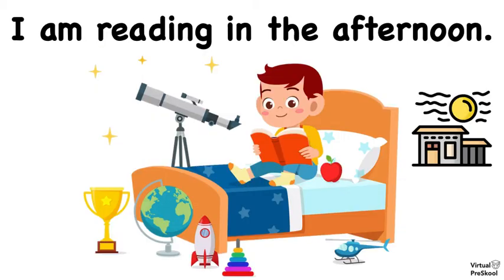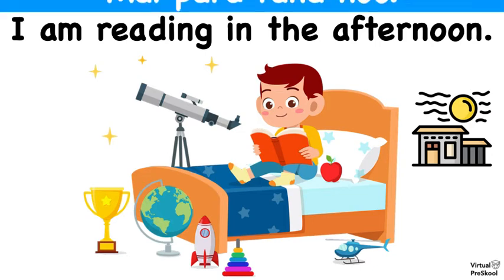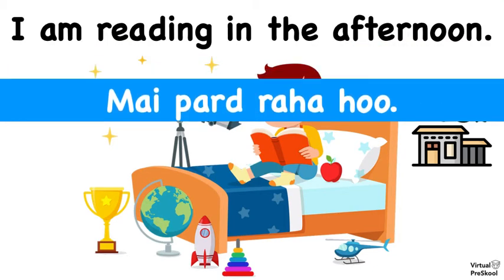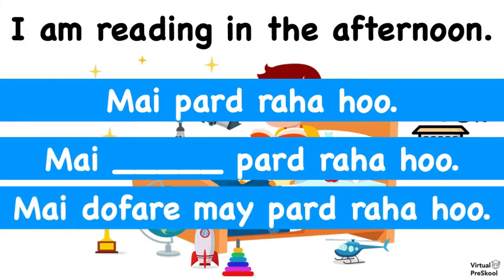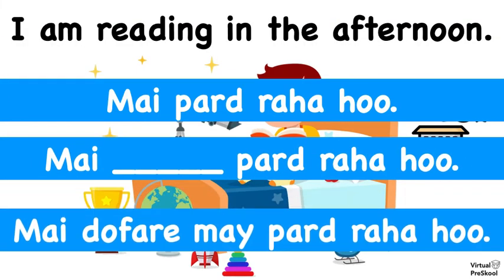Okay, and now for the boy. I'm reading in the afternoon. So it's the same sentence but for a boy. So again, let's conjugate the verb first. मैं पढ़ रहा हूँ. And in the afternoon is दोपहर में. So let's add that into our sentence. We have our blank line here, so becomes मैं दोपहर में पढ़ रहा हूँ.